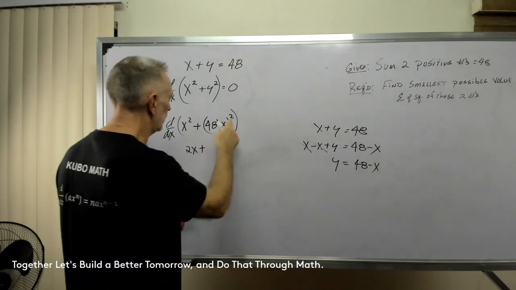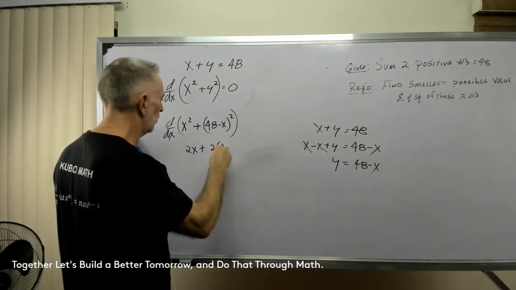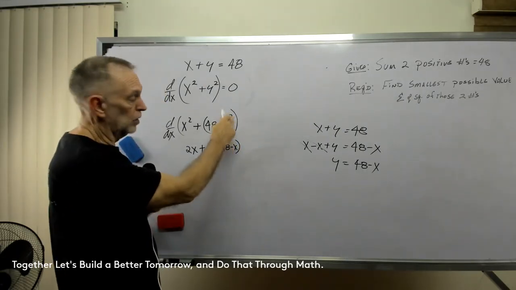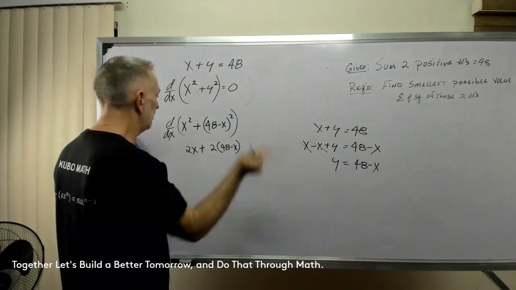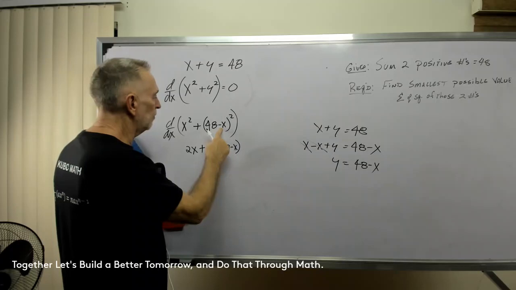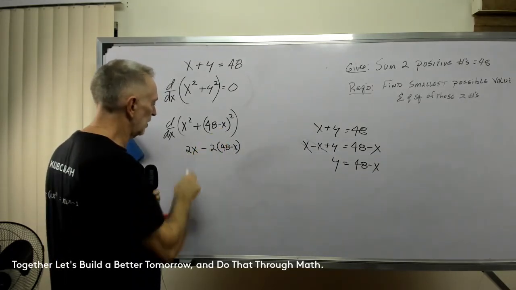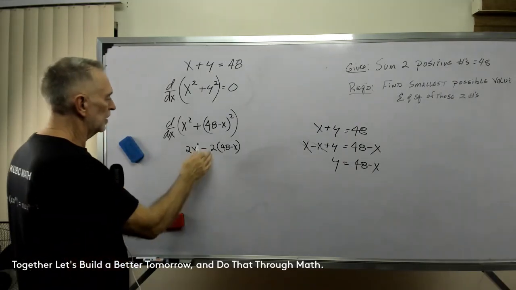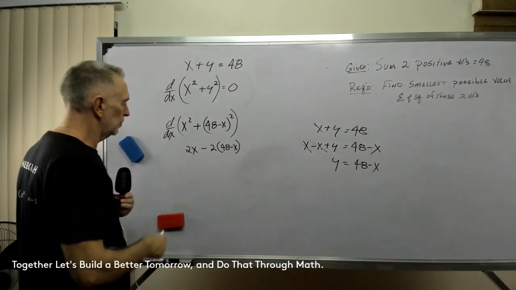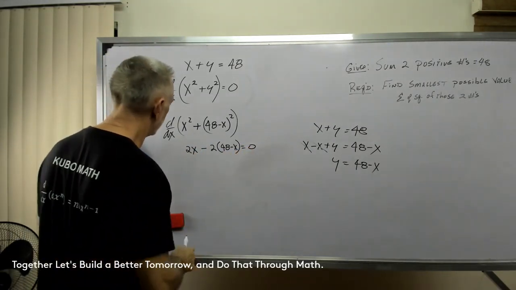So in our case here, 2, we take the derivative of the outside, 2 times 48 minus x to the 2 minus 1, which is just 1, times the derivative of what's going on the inside, which is negative 1. Well, I'm going to take that negative 1 and multiply it right here. So I multiply that negative 1 times that positive 2, gave me a negative 2. All right, so this equals 0.